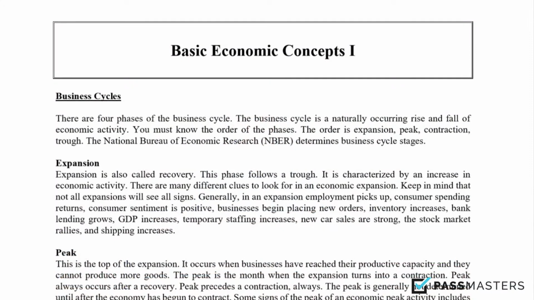Let's get started. There are 4 phases to the business cycle. The test loves you to know what they are, what they look like, and the order that they go in. They look like this.